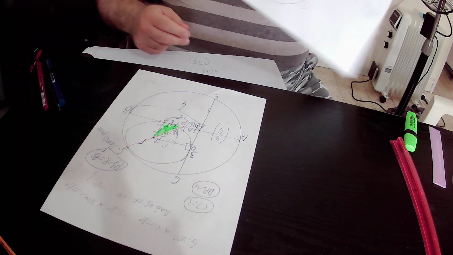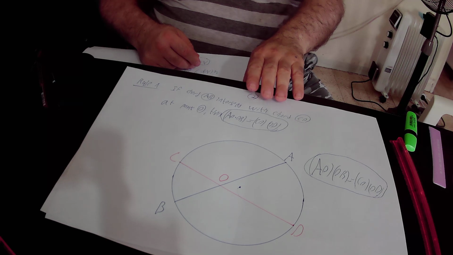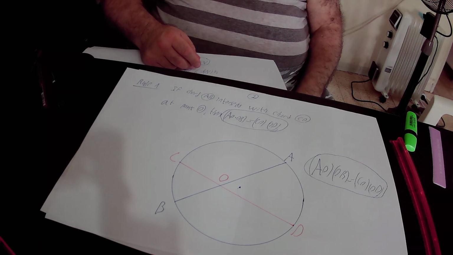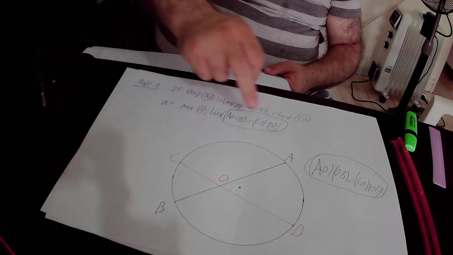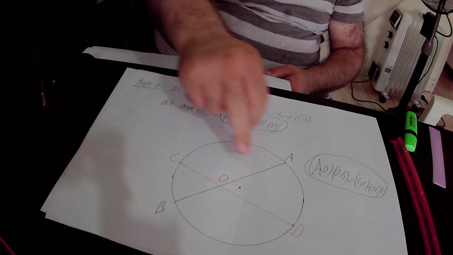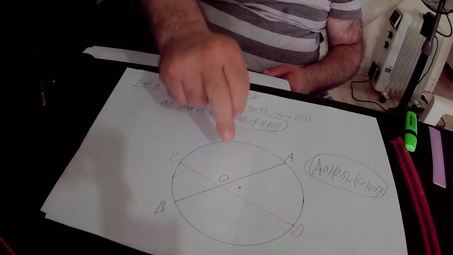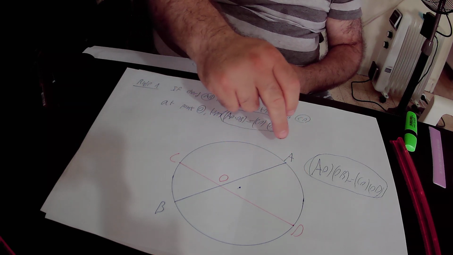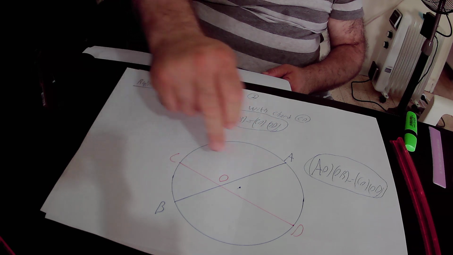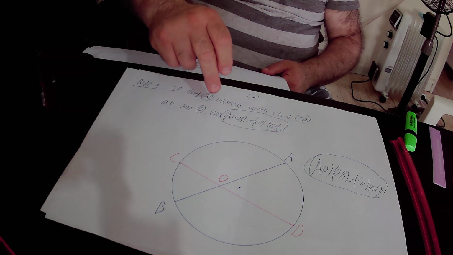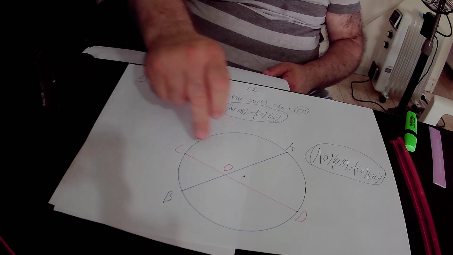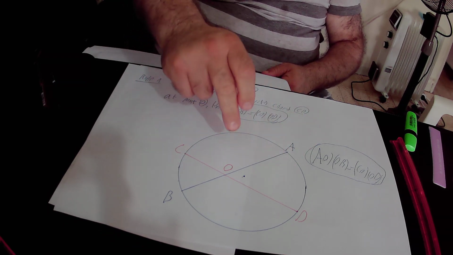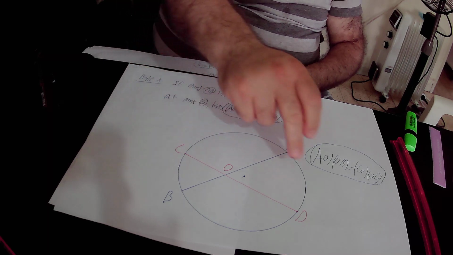Then I presented to you rule number 1. According to rule number 1, if chord AB intersects with chord CD at point O, where point O is the intersection point of chord AB with chord CD, then we get that AO times OB equals CO times OD. Again, AO times OB equals CO times OD.